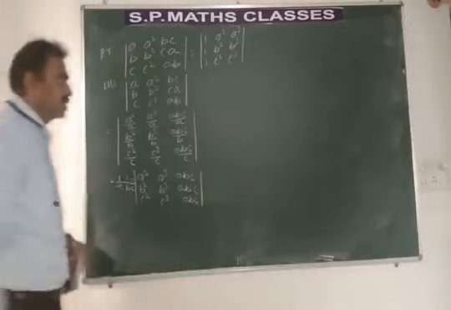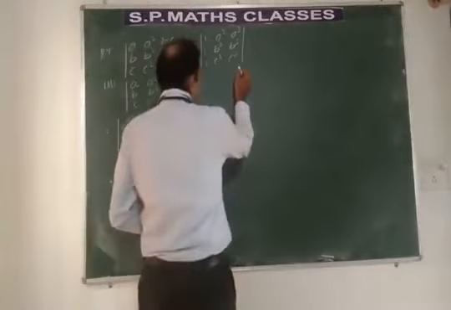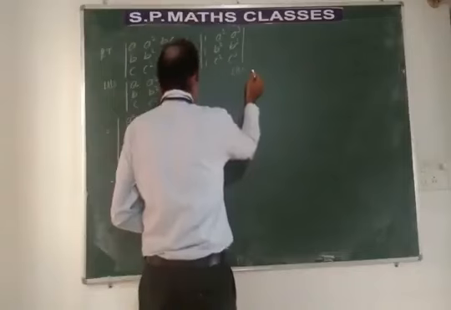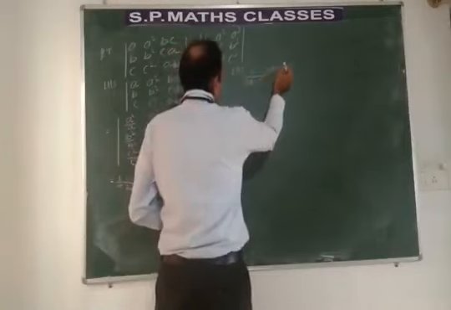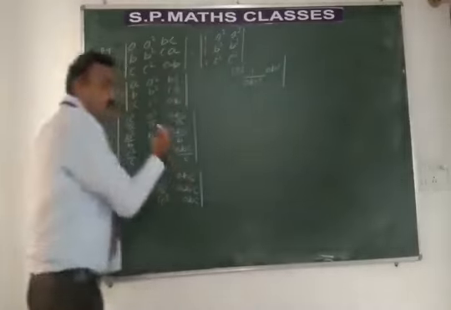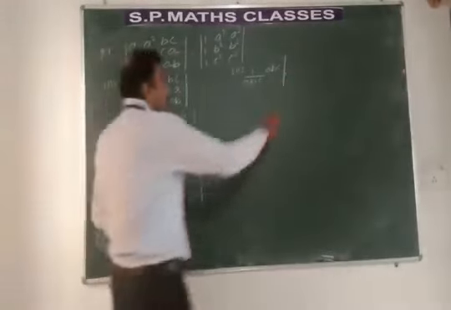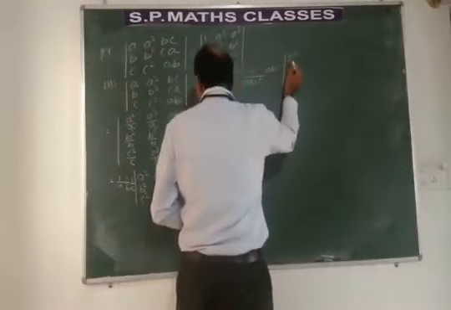Think you have understood this? I continue it here, LHS. You have got 1 by ABC. You take ABC as common factor from the third column. What happens when you take ABC as common factor from the third column?